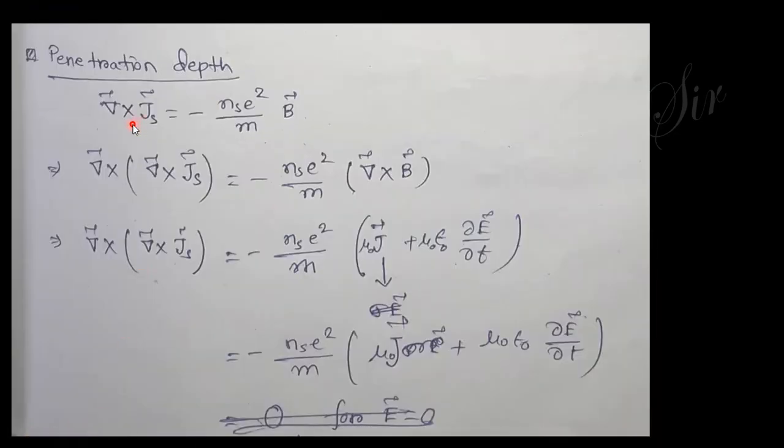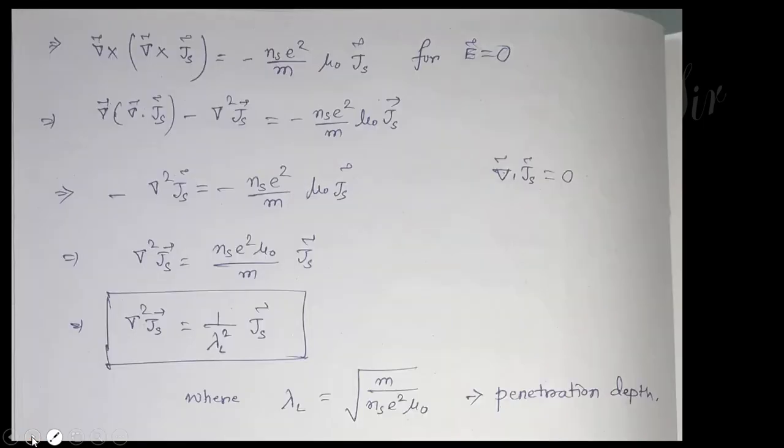You can see curl of J is equal to like that. If you take the curl of this one, you will get this one, and this curl of B, you know, is mu naught J plus mu naught epsilon naught del E by del t. So mu naught J and this one.